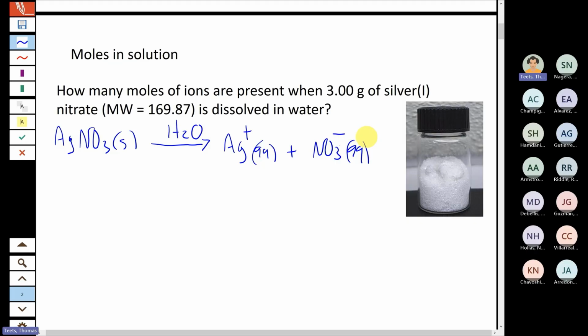Now, what that means from the standpoint of this problem is that if we dissolve 1 mole of silver nitrate in water, we're going to produce 2 moles of ions. 1 mole of positive ions, 1 mole of negative ions, a total of 2 moles of ions, which is what this question is getting at here. So we're looking for the total moles of ions in this case. So we start with the mass of silver nitrate that we dissolve. That's what's given to us.